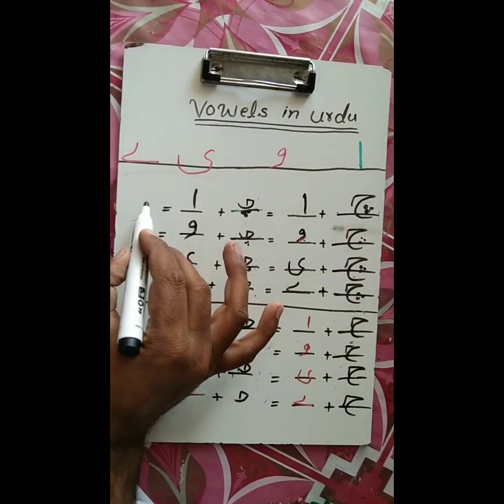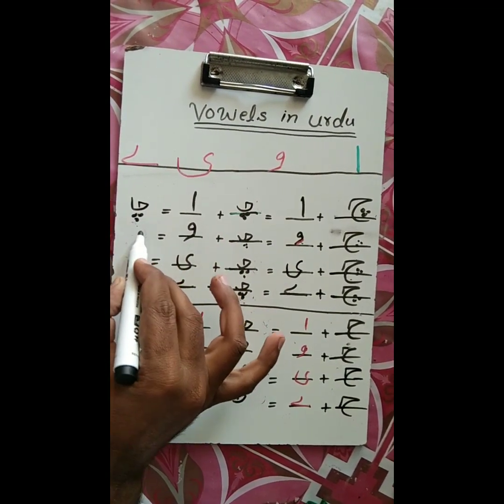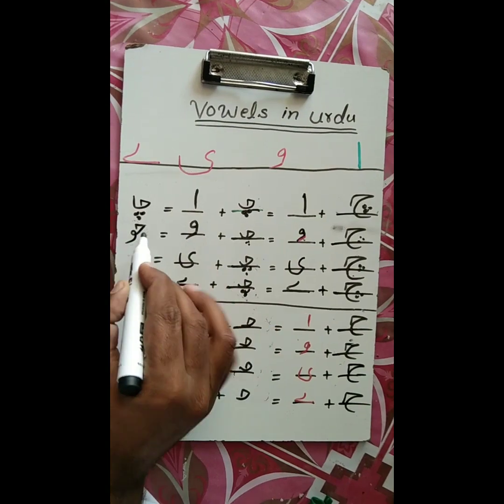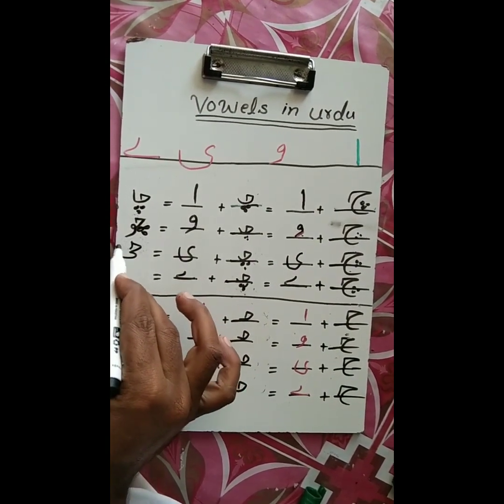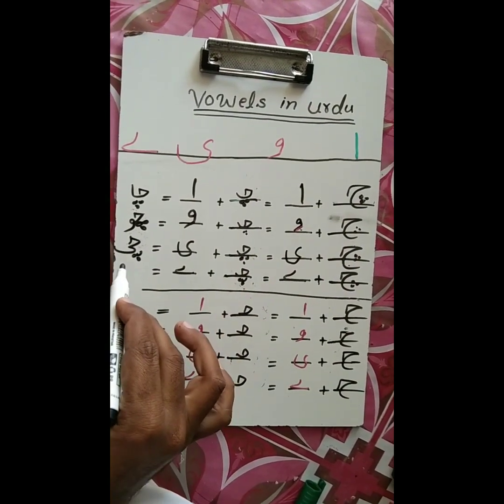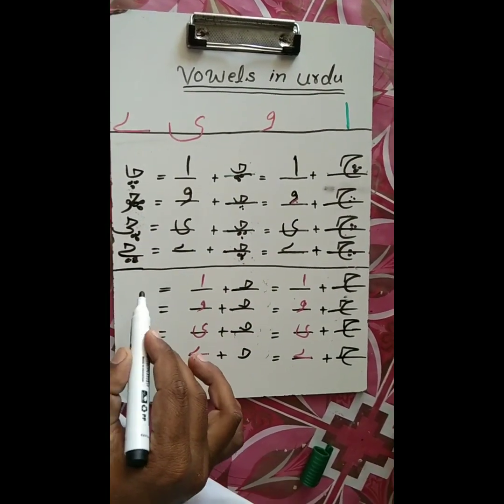So next word is che, and when we combine with alif, che alif cha. When we combine with wa, che wa cho. When we combine with choti ye, che choti ye chi, and when we combine with badi ye we get che badi ye che.